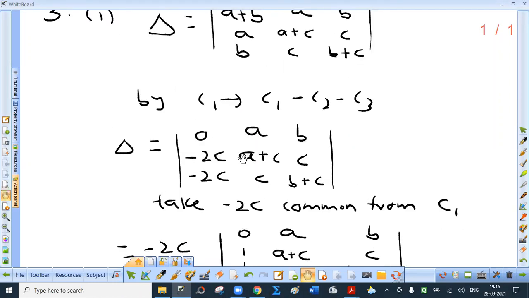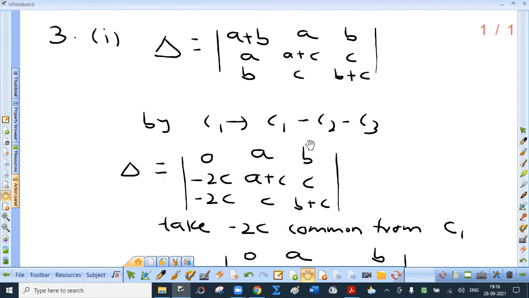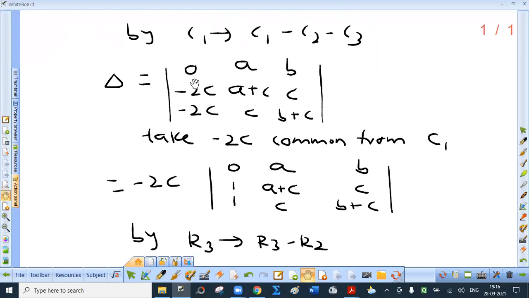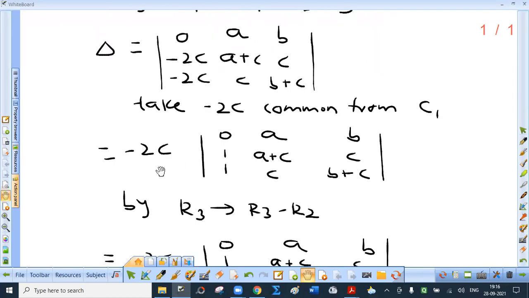That is why I have used this C1 changes to C1 minus C2 minus C3. See, I'm not saying this is the only method. In fact, you may go for R1 changes to R1 minus R2 minus R3. See, A plus B less A less B, you get 0 here. But then A minus C minus C, so you get minus 2C here. Here also minus 2C, right? But I have used this transformation. Now minus 2C can be taken common.